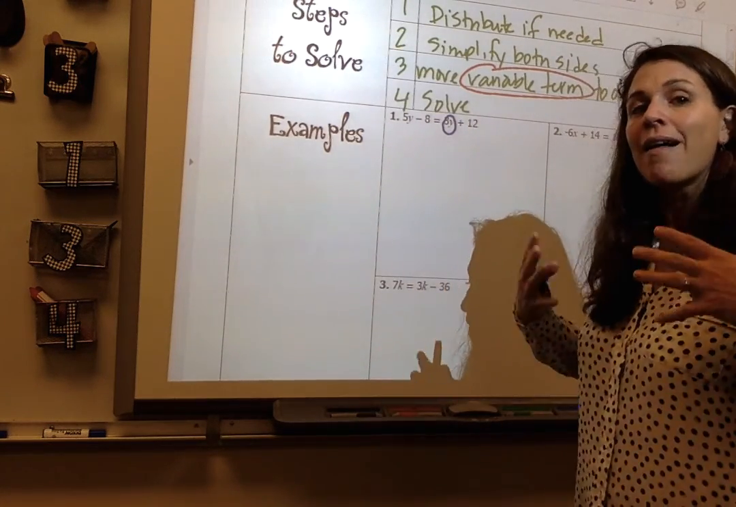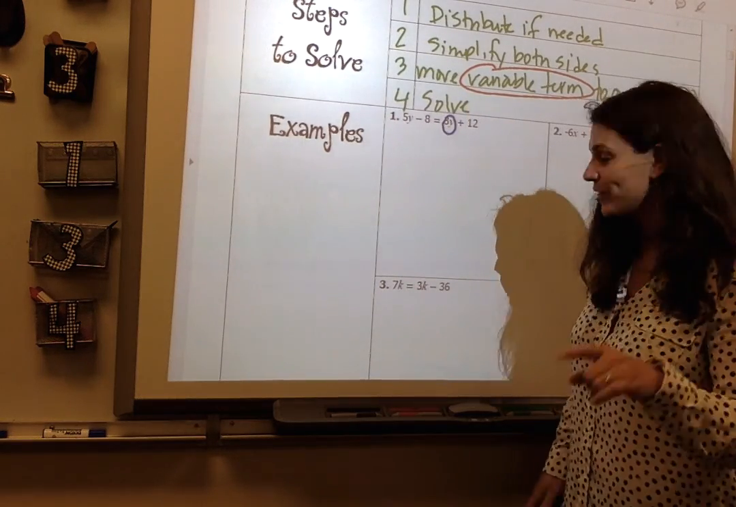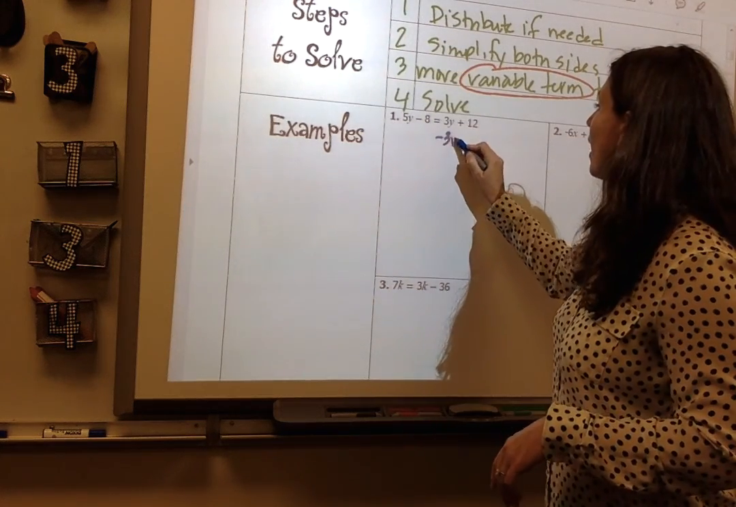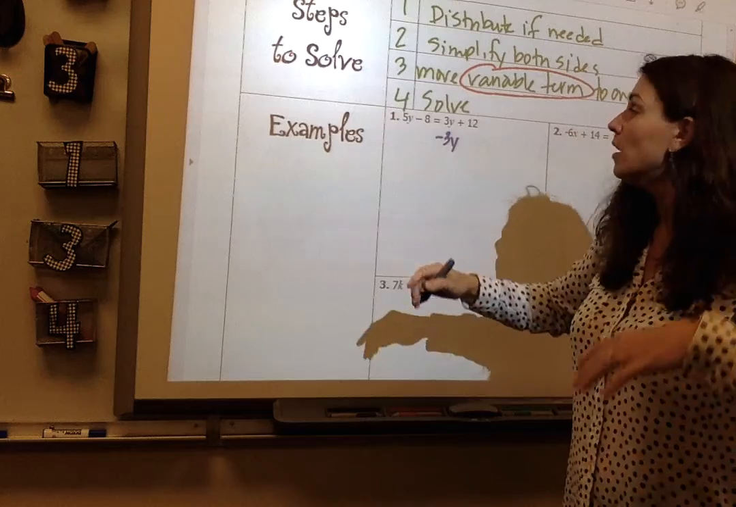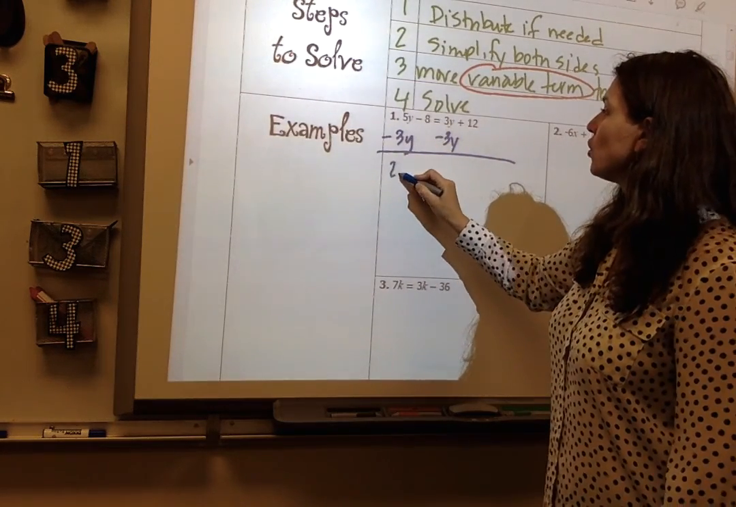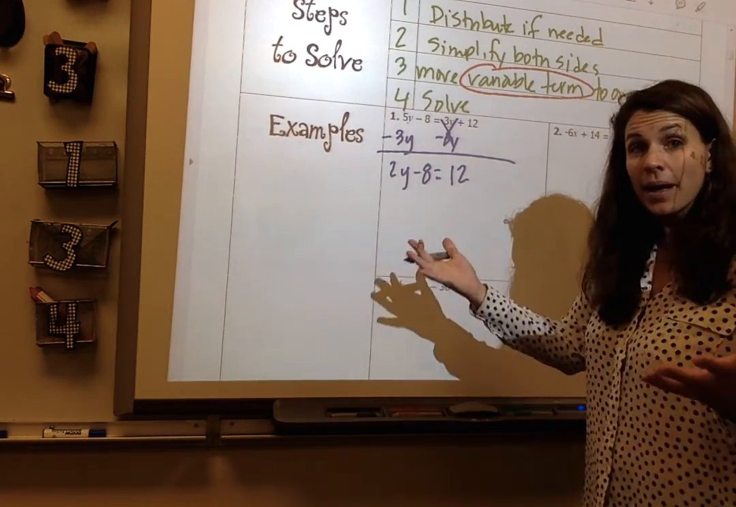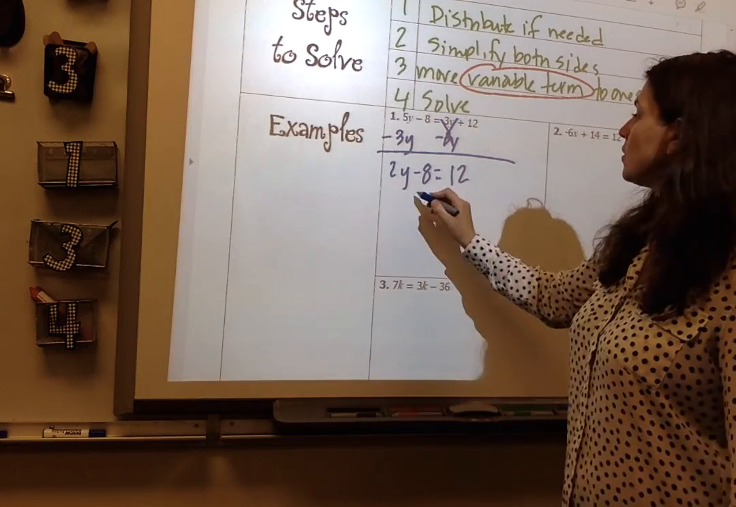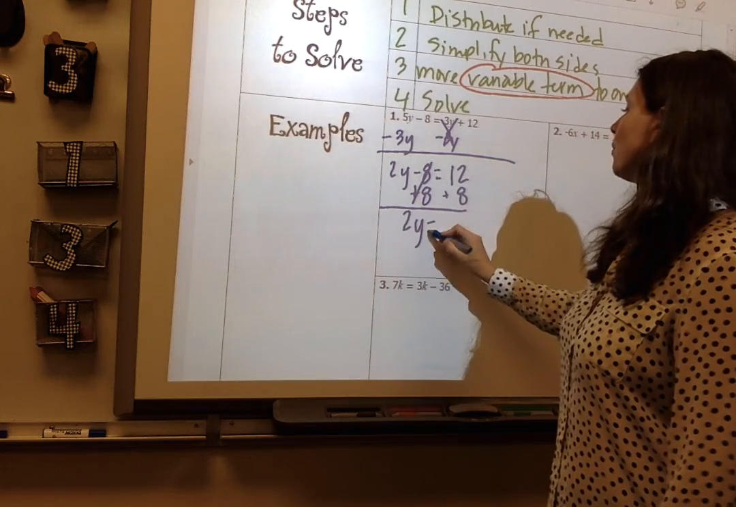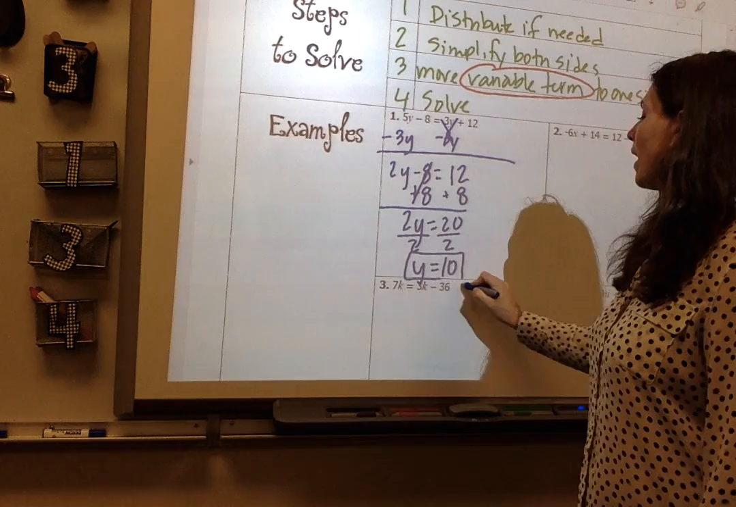What property is going to allow me to clear out this 3y? Additive inverse. So watch what I'm going to do. I'm going to subtract 3y over here. And remember, it's equality. So whatever I do to one side, I have to do to the other side. And now I get 2y minus 8 equals 12. And bam, I'm back to solving the two-step equation. So I add 8 on both sides. Additive inverse, 2y equals 20. Divide both sides by 2. And then y equals 10.